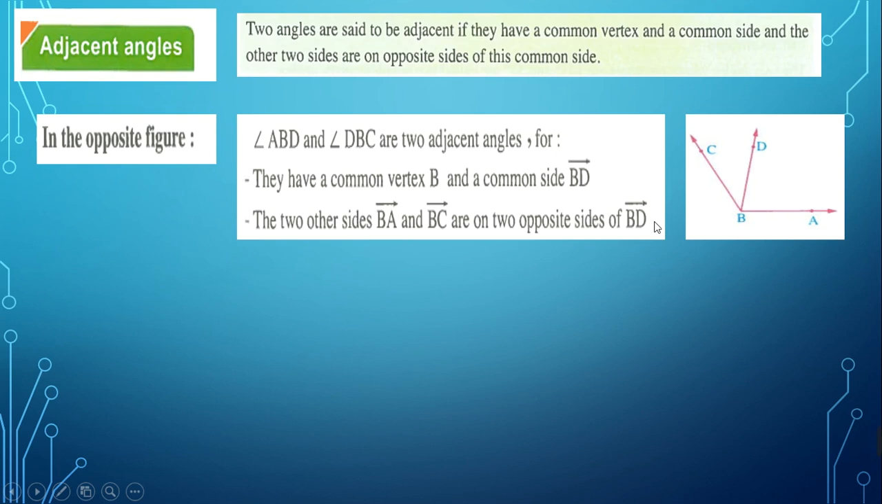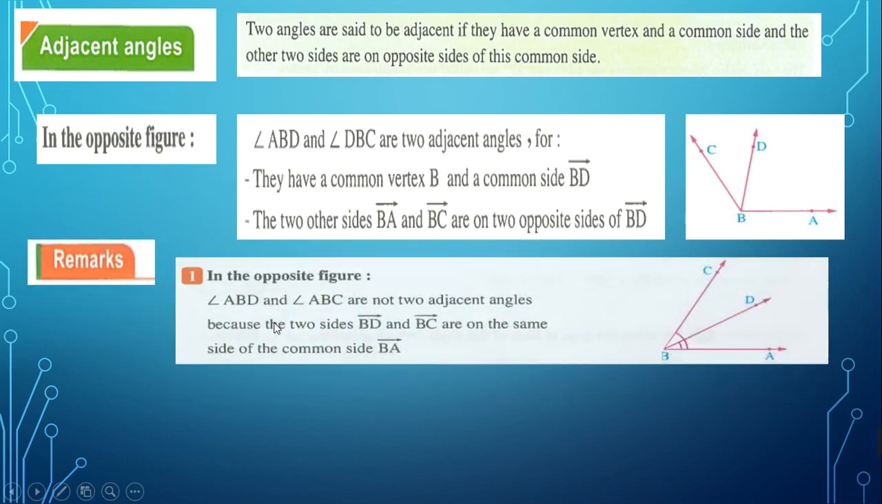and the two other sides BC and BA are on two opposite sides of BD, يعني على جهتين مختلفتين. يبقى لازم الادجيسنت يكون لهم common side و common vertex and the two sides on two opposite sides of BD.